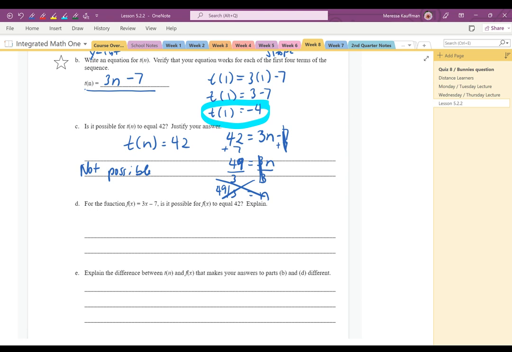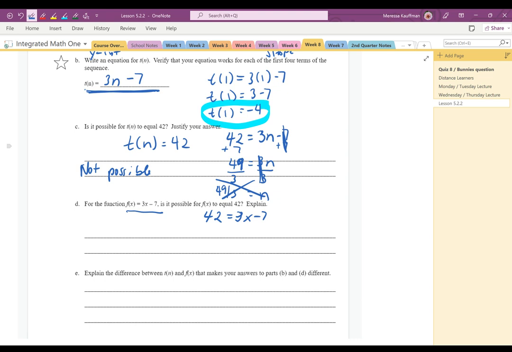I'm just going to erase this so you can see the next question. So for the function, f of x is equal to 3x minus 7. And notice that looks very similar to this one up here. Is it possible for f of x to equal 42? All right, well, let's try it. So instead of f of x, we're going to put 42 is equal to 3x minus 7.